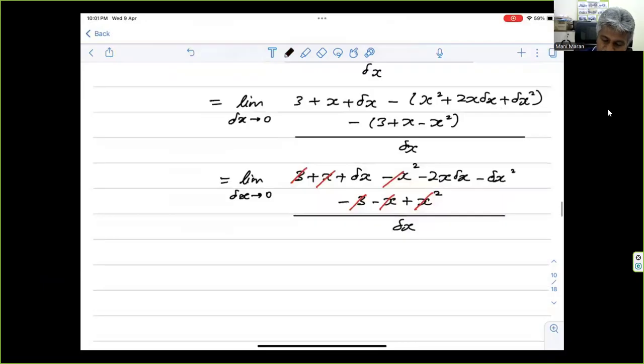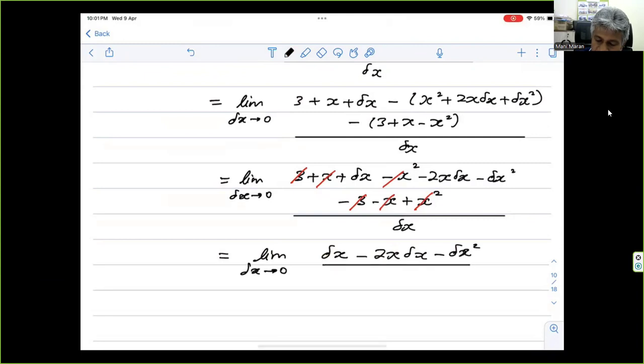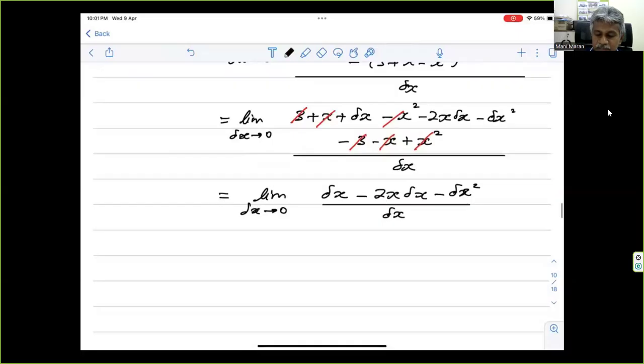So this will be equal to the limit as delta x approaches 0. Okay, so in the numerator we have delta x still there, and then you got minus 2x delta x minus delta x squared, divided by delta x. So it becomes a bit simpler. Once you expand and subtract, it becomes a bit easier.